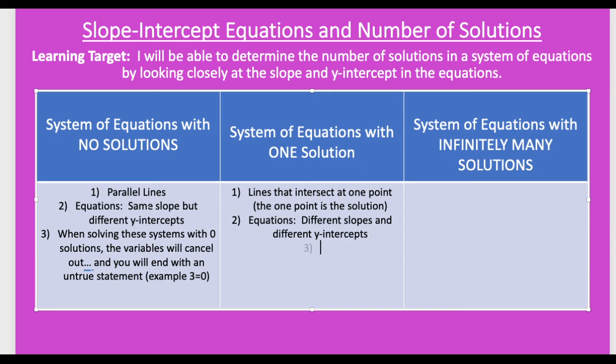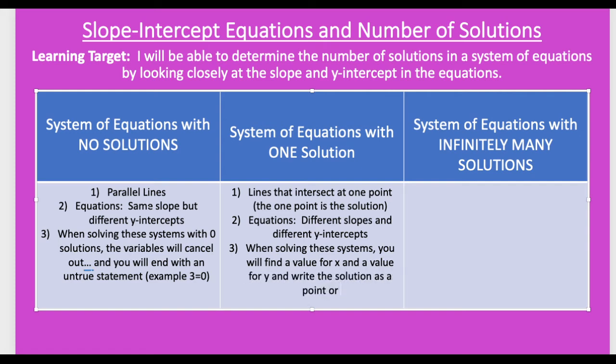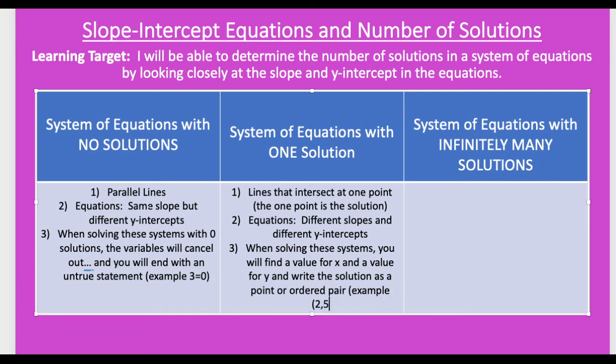And lastly, when solving these systems using graphing or substitution or elimination, which is a method you will learn about next week, you will find a value for x and a value for y and write the solution as a point or ordered pair. For example, I'm just going to make one up here: (2, 5).